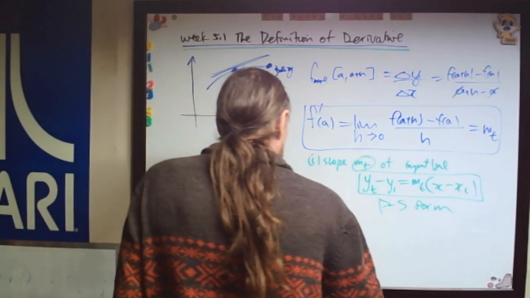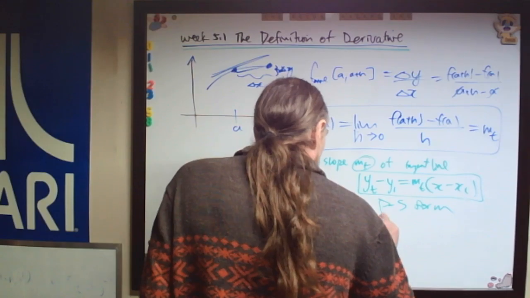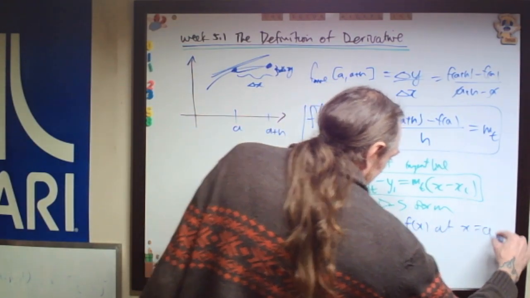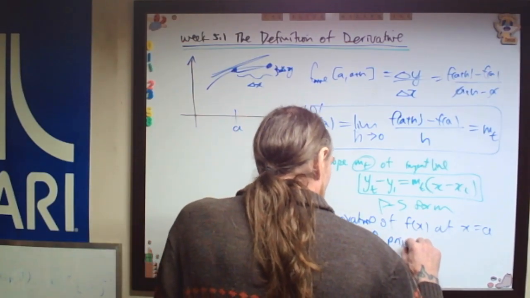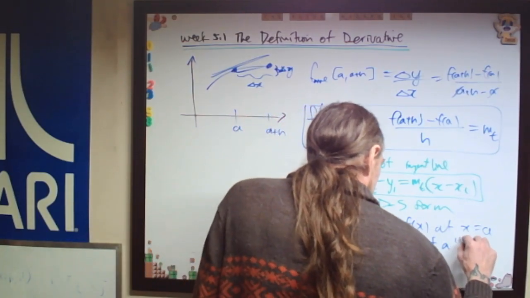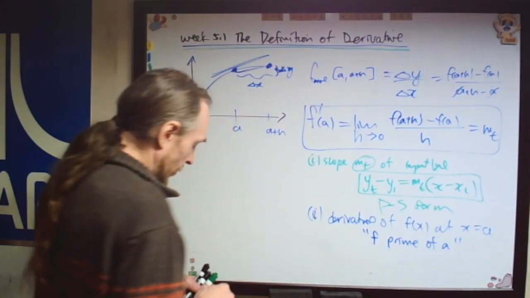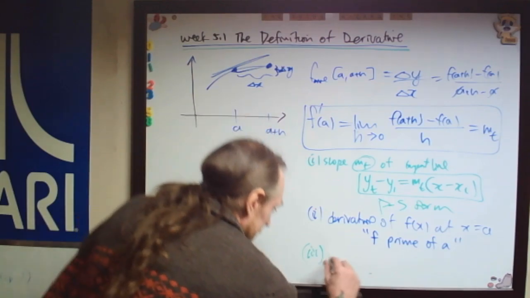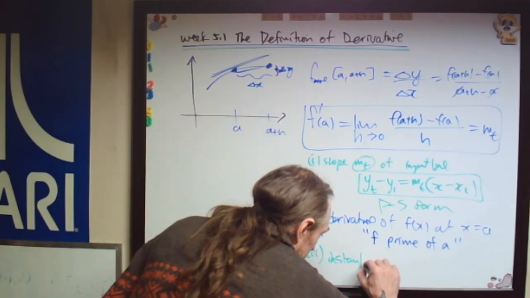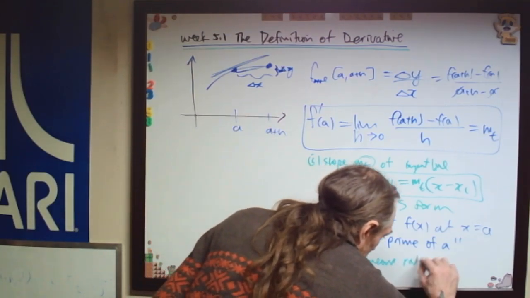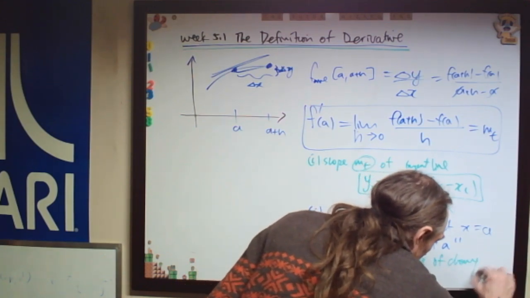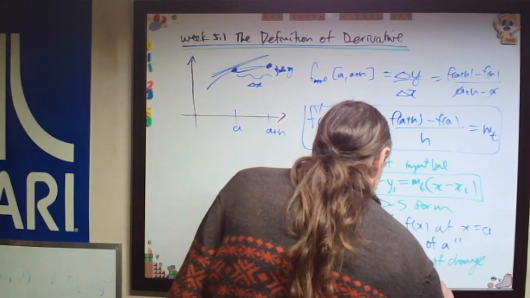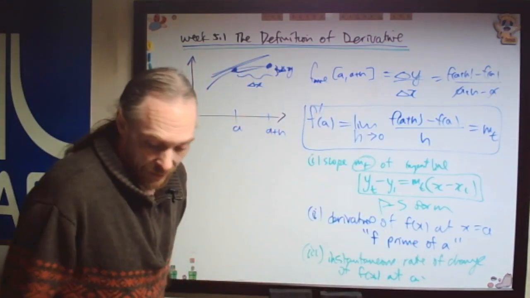It's also what we call the derivative of f at x equals a, or f prime of a is what we're writing. And then what is that? It technically is f prime of a, means it's the instantaneous rate of change of f at a.